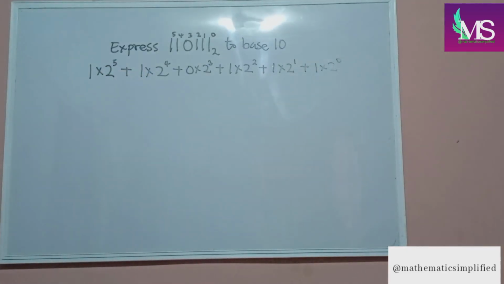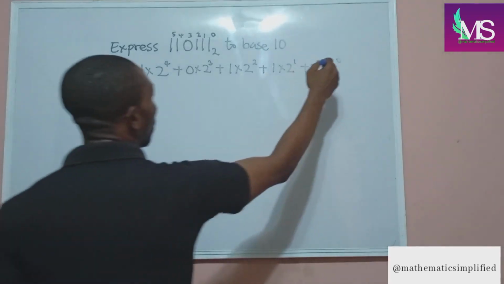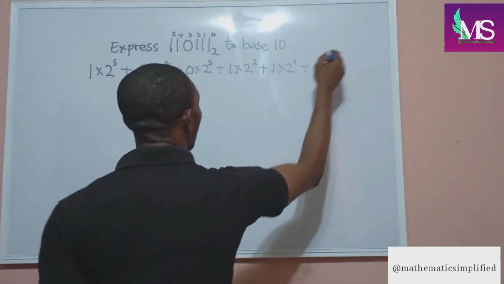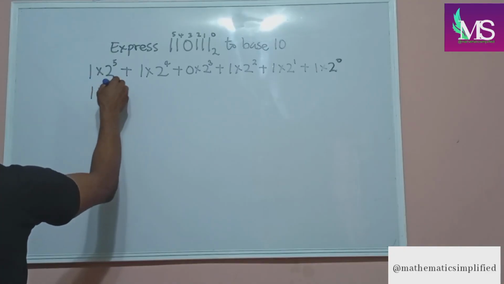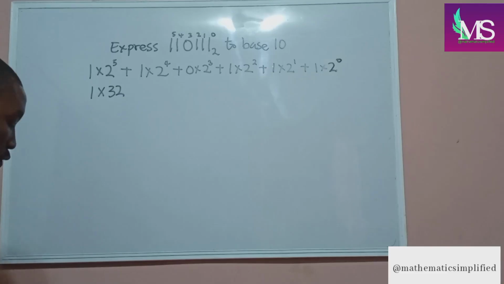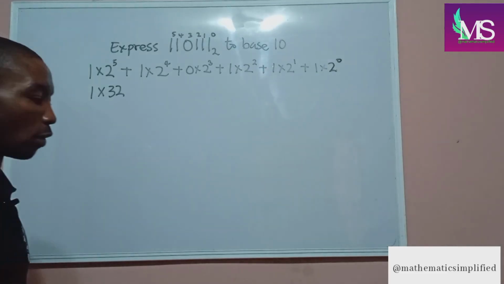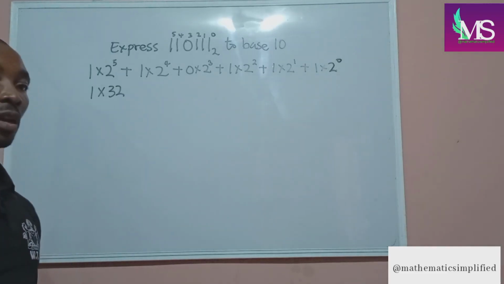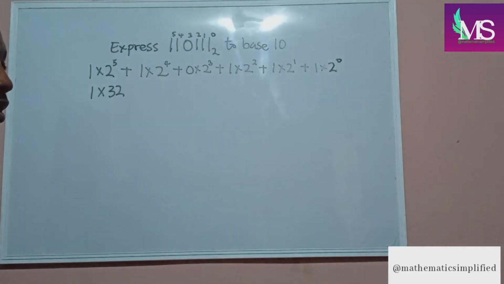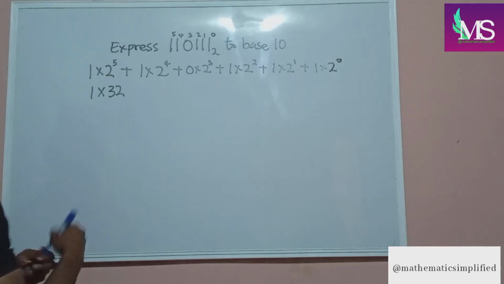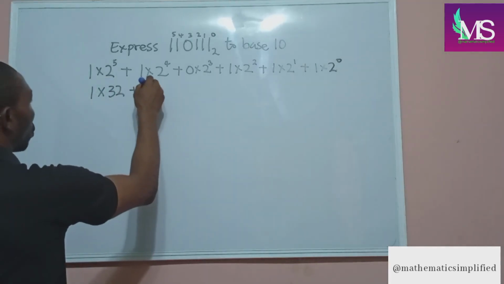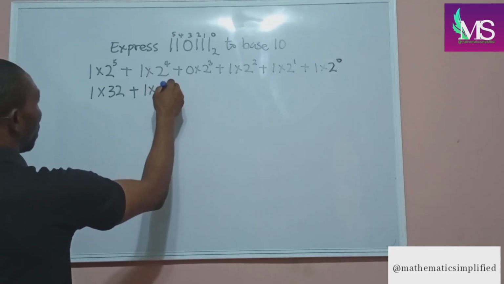Okay, now we are going to expand all this. Now 1 times 2 raised to the power 5 we know is 1 times 32. 2 raised to the power 5 will give us 32. 2 times 2, 4. 4 times 2, 8. 8 times 2, 16. 16 times 2, 32. So that will be 32. Now, 1 times 2 raised to the power 4 will give us 16.